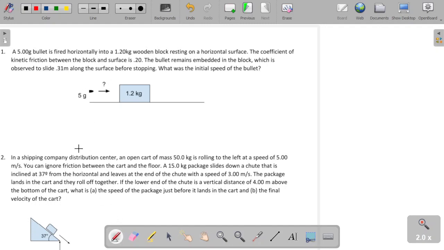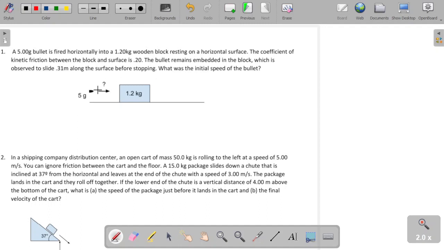Today we will solve the first numerical of the challenge questions, AP Physics. The question says that a 5 gram bullet is fired horizontally into a 1.20 kg wooden block resting on a horizontal surface. The coefficient of kinetic friction between the block and the surface is 0.20. The bullet remains embedded in the block, which is observed to slide 0.3 meter along the surface before stopping. What was the initial speed of the bullet?